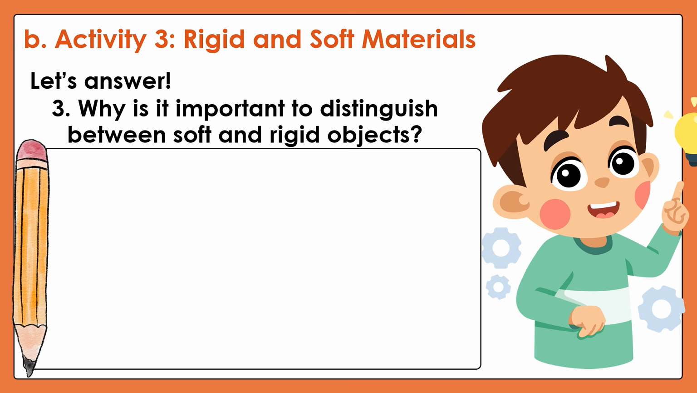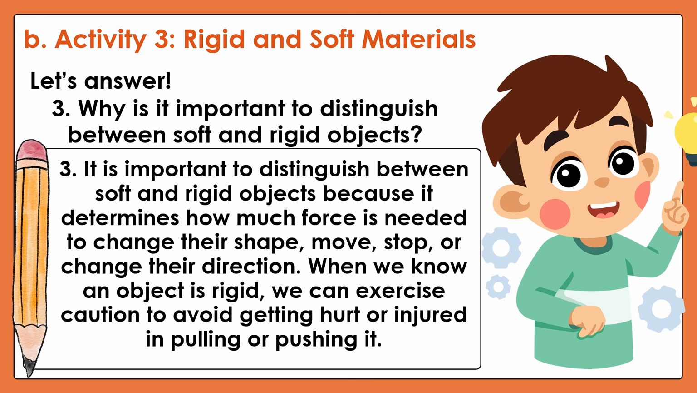Third, why is it important to distinguish between soft and rigid objects? It is important to distinguish between soft and rigid objects because it determines how much force is needed to change their shape, move, stop, or change their direction. When we know an object is rigid, we can exercise caution to avoid getting hurt or injured in pulling or pushing it.